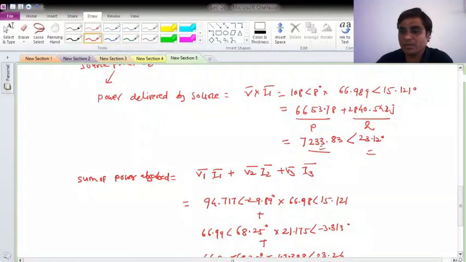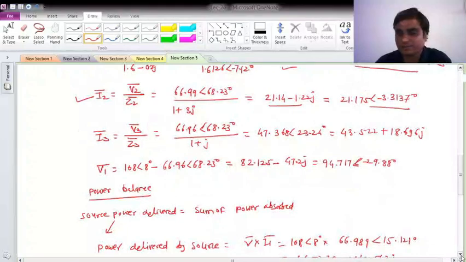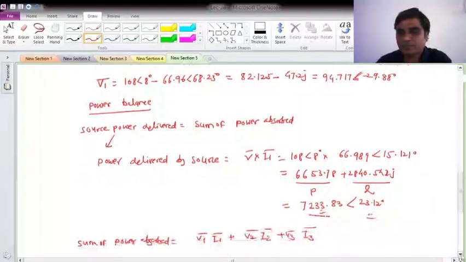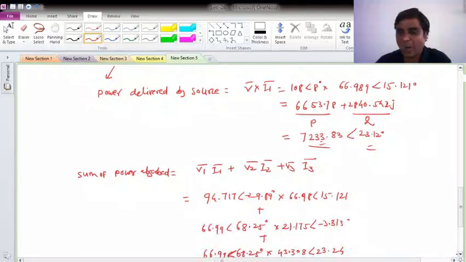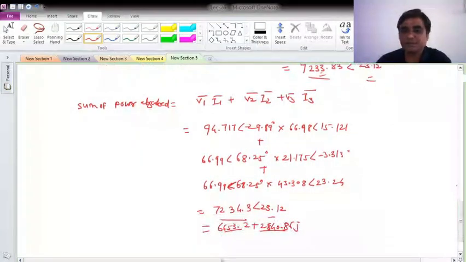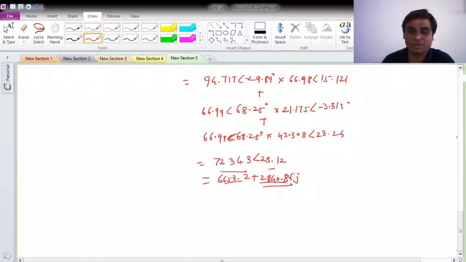And 23.12, here also the phase is 23.12, and if you compare the active and reactive power also, 6653 and 2840 are coming. So this way you can check whether the power balance holds or not. Or also by use of complex power you can do it.